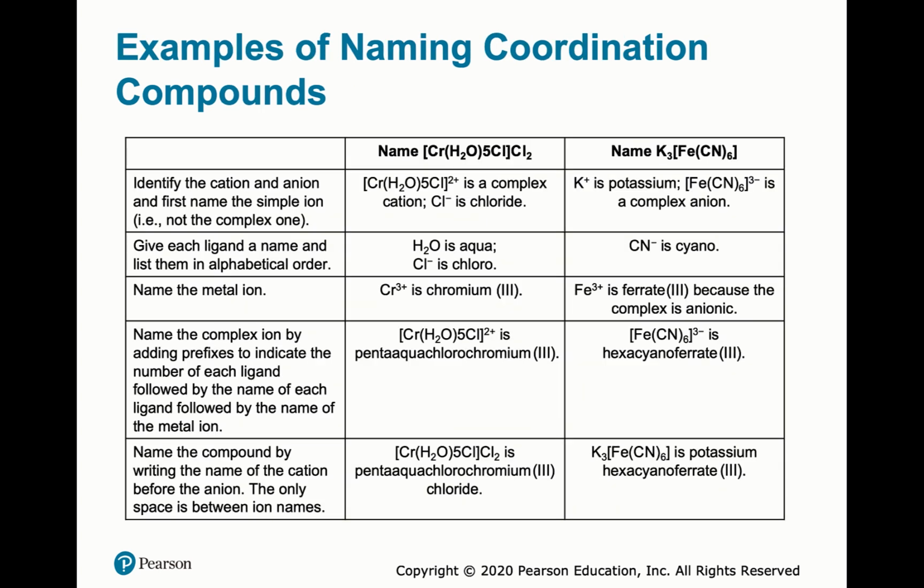So just to pronounce some of those words, quite a bit of a mouthful. So let's name some of these things. First one, Cr(H2O)5Cl Cl2. So water is aqua, Cl minus is chloro, and the chromium is chromium 3. So there's 5 waters, so that's pentaaqua, chloro, chromium 3 for the plus 3, and then with the counterion chloride. So pentaaquachlorochromium chloride.